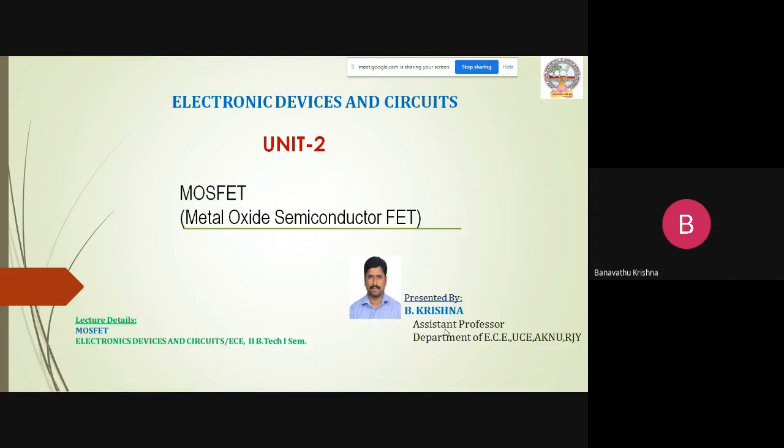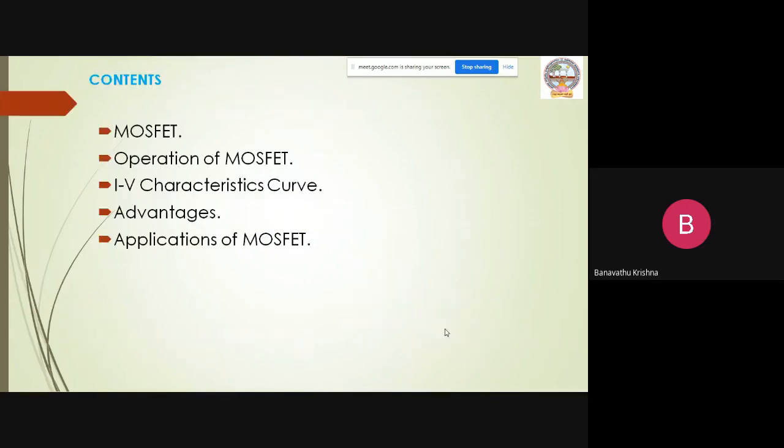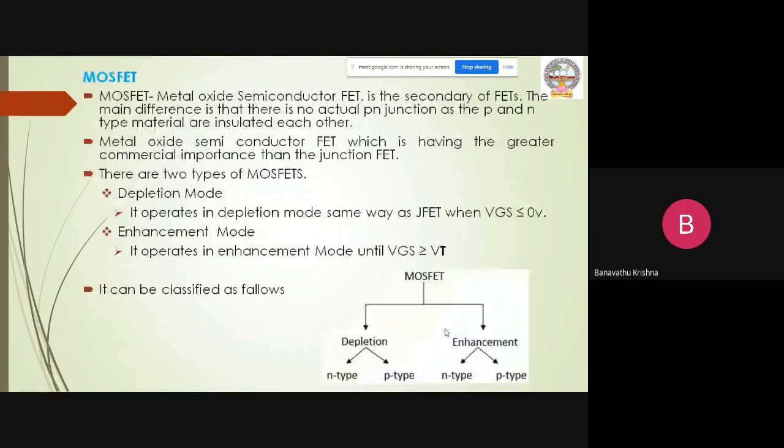Okay, so these are the contents I am going to discuss: MOSFET, operation of MOSFET, current voltage characteristic curves, advantages and applications of MOSFET. Okay, firstly I am going to discuss MOSFET. Let us see here.